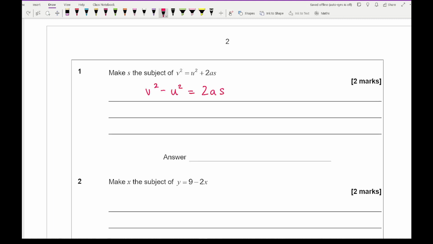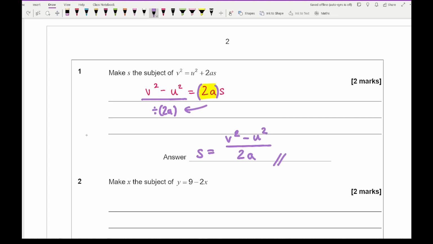Now, though we've got 2a on the same side as s, we can treat this as one thing. So here we can treat 2a as one thing, and so what's 2a doing to s? It's multiplying, so to get rid of it we divide. Now remember that when you're dividing by something, you're dividing everything on the other side by that thing. So here we've got s equals v squared minus u squared, all divided by 2a.